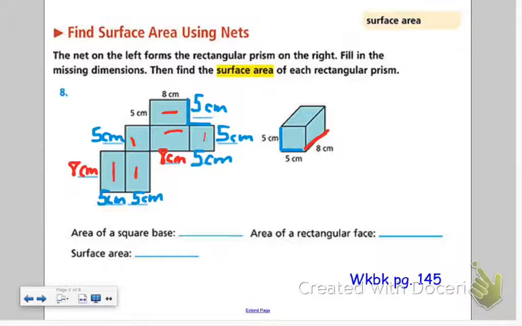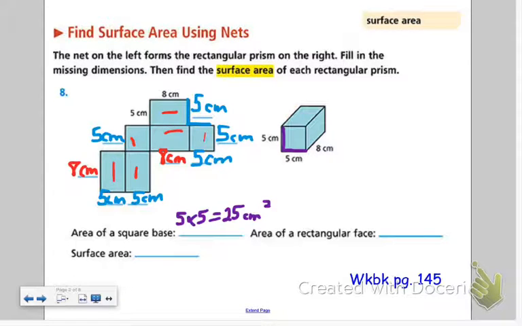Basically, what I want to do first is find the area of a square base, just one of the square bases. If I know the area of one square base, then I obviously will know the area of the other square base because they're congruent. So if I find the area of just this square base, this looks like the front here, I'd have to do 5 times 5. 5 times 5 is going to give me 25. So I have 25 square centimeters for the square base.